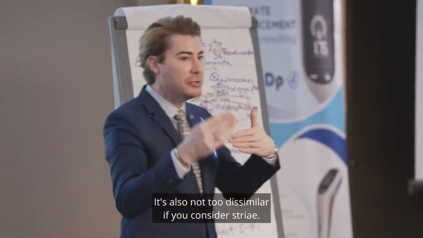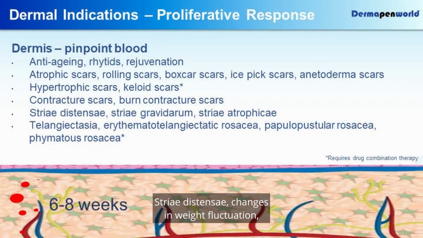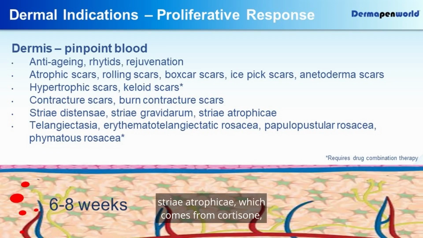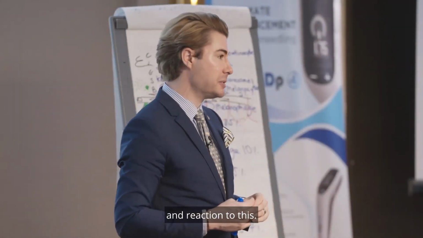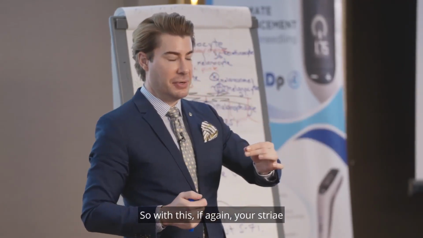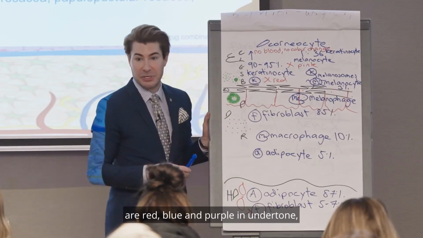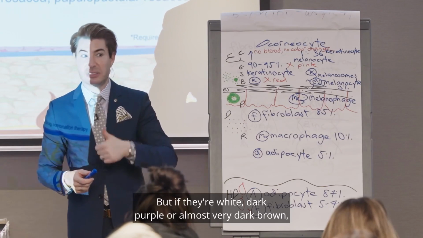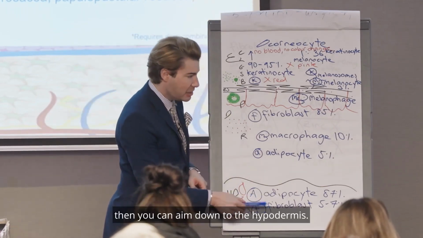It's also not too dissimilar if you consider striae. Striae distensae, changes in weight fluctuation. Striae gravidarum, pregnancy. Striae atrophicae, which comes from cortisone and reaction to this. So with this, if again your striae are red, blue, and purple in undertone, aim here, pinpoint blood. But if they're white, dark purple, or almost very dark brown, then you can aim down to the hypodermis.